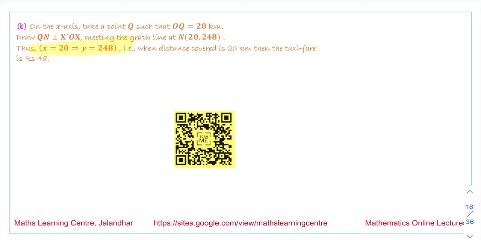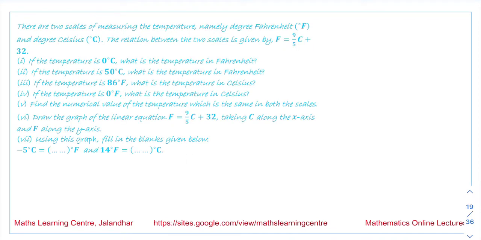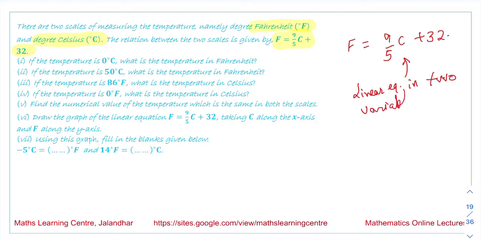Now in the next question, we are given that there are two scales of measuring the temperature, namely the Fahrenheit and degree Celsius. The relation between the two scales is given by F is equal to 9/5 C plus 32. So this is a linear equation in two variables. Variables over here are F and C. So we have to find certain values over here.